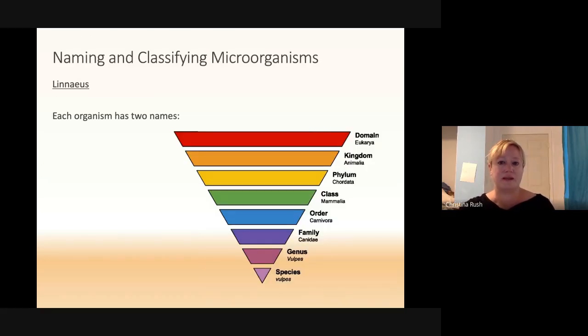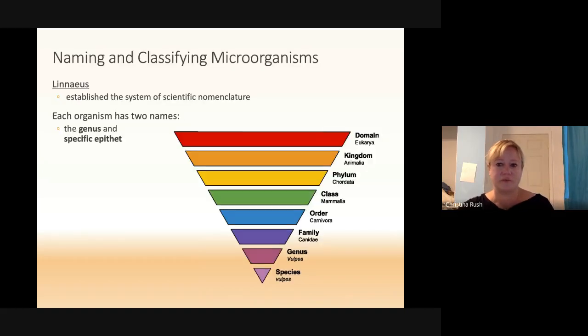So the naming and classification of organisms. Carolus Linnaeus was the namer of all of the organisms. Well, he's the one who started it, let's put it that way. He established the system of scientific nomenclature. Each organism has two names, the genus and specific epithet.